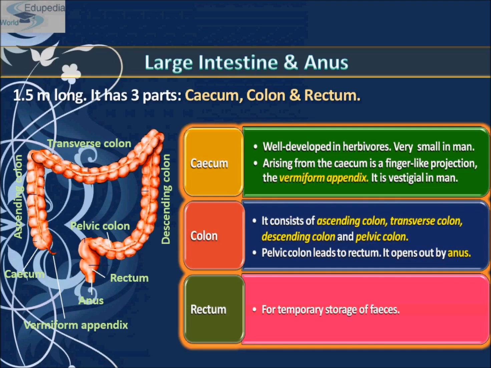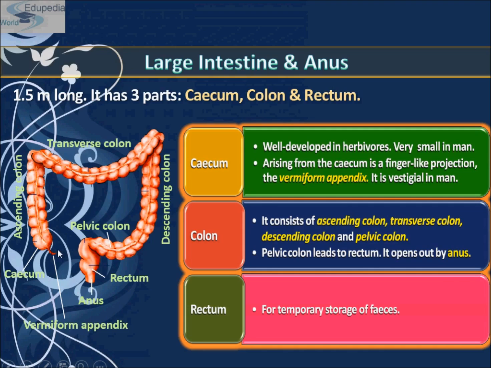Following the cecum, the ascending colon rises up and leads to the transverse colon. From there, the descending colon dives back down the left side of the abdomen into the sigmoid colon and the rectum. Waste is finally eliminated through the anus. Okay, so this is the ascending colon, this is the transverse colon, this is the descending, this is the pelvic colon, and this is the rectum. Okay, and then it is finally ended by the anus, and this is the vermiform appendix.